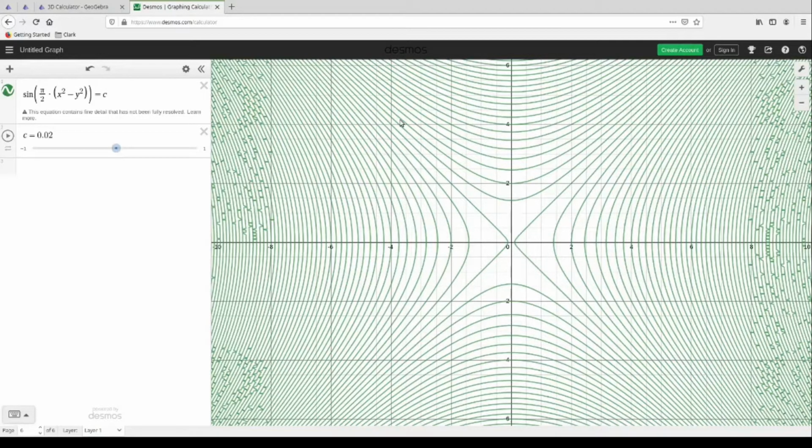So a natural question to ask is, can we extend this idea to functions of three variables? And the answer is exactly yes, we can. Specifically, this is done using what's called a level surface.